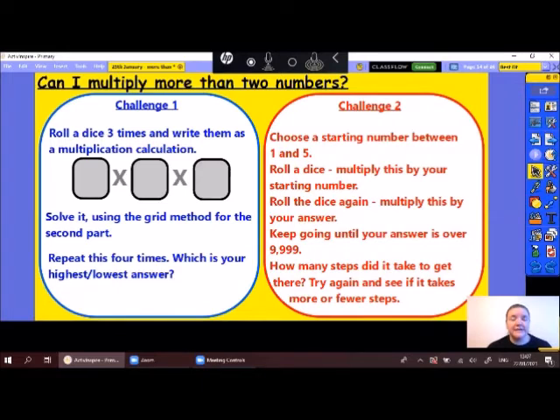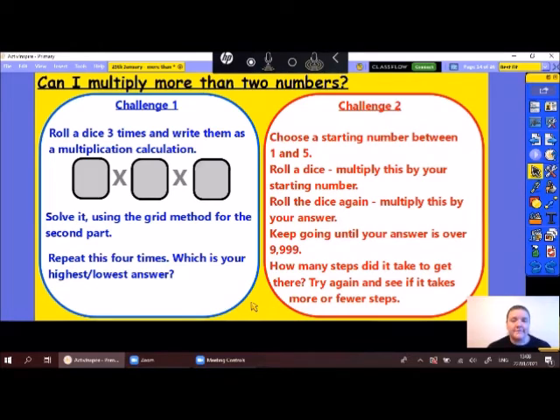For challenge 1, you need to roll that dice 3 times and write each result in one of the boxes like this. So you end up with a calculation like we've been looking at. For example, 3 times 4 times 6. You need to solve it using the grid method for the second part. So remember, the first part you should be able to do just with your times tables. It's the second part of the multiplying that you might need the grid method for.